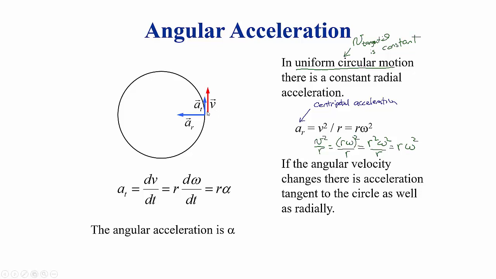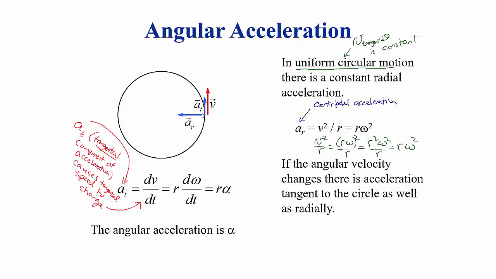If the tangential acceleration is in the same direction as the velocity, that would be something that's speeding up. If the tangential acceleration is opposite the direction of the velocity, that would be something that slows down. But it's that tangential component of the acceleration that causes the tangential speed to change. The net acceleration, the overall acceleration, would be the sum of these two components. We have a radial component and we have a tangential component.